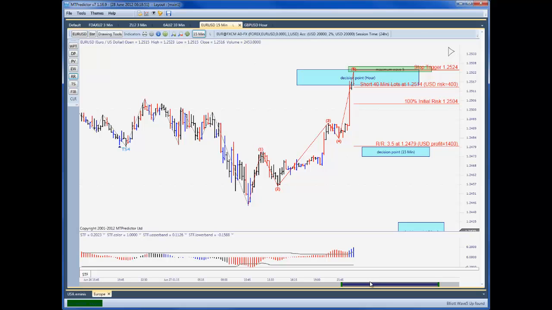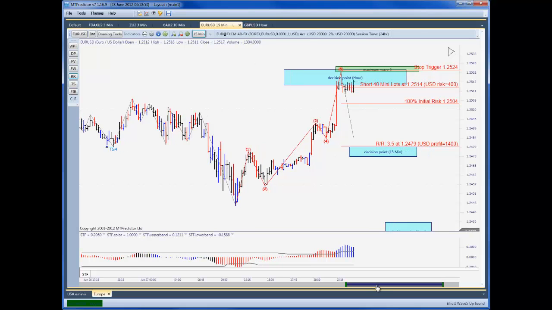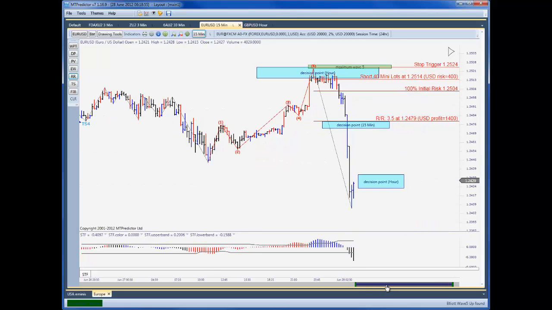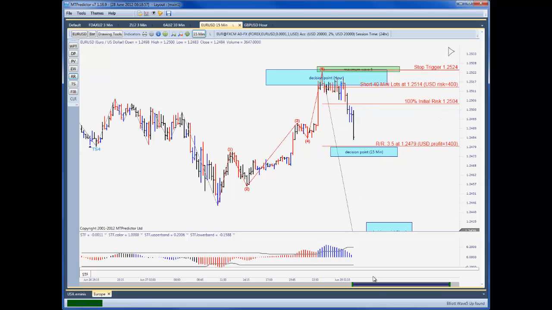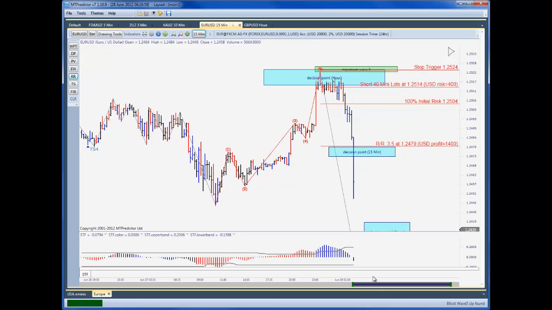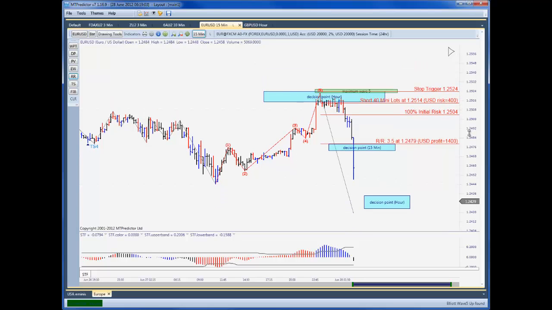As the market moved forward, the market came out and then started to collapse really quickly. And as you can see, the market went straight through our first level and was headed even lower.